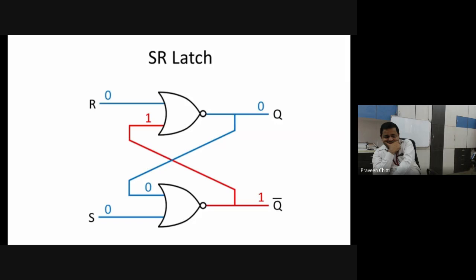In order to store a 1 again, a pulse must be applied to input S, which will set the latch. Again, notice how the various changes are propagated around the circuit.